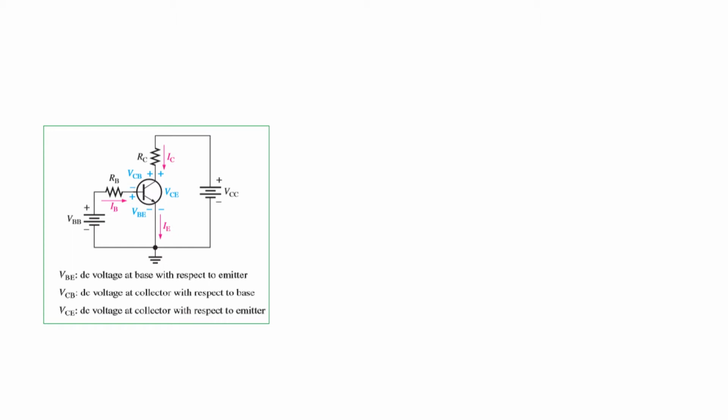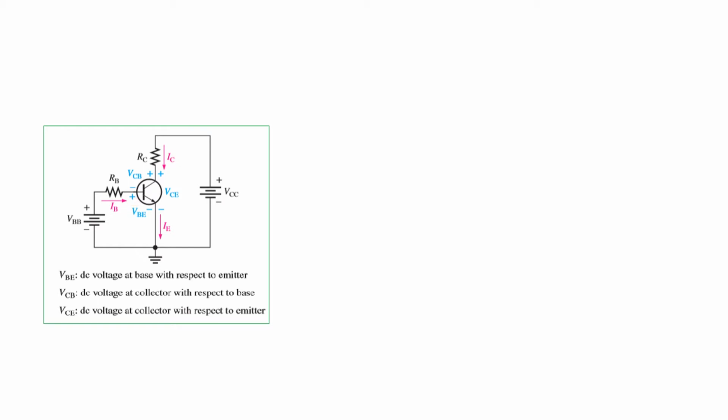Then we have VCB from collector to base. So collector is positive and base is negative in this case, and this will be called VCB. And the third we have VCE. So collector is positive and emitter is negative. Generally this is the convention followed, that the first term represents the positive terminal, so base here is positive and the second term is negative. Here collector is positive and the second term B is negative, and here also collector is positive and emitter is negative.